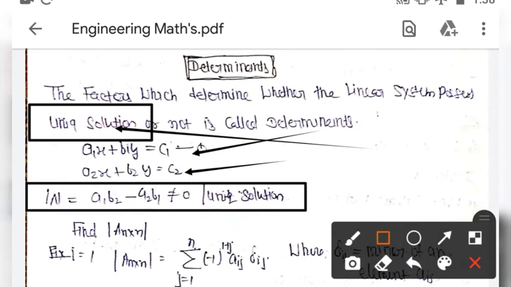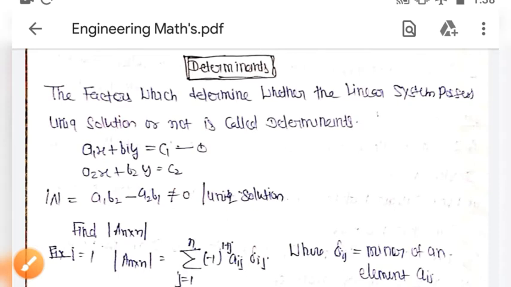Determinant means a1b2 minus a2b1. When it is not equal to 0, it tells that the given linear system is unique. If it comes to 0, it means the linear system doesn't possess a unique solution. Next we have to learn how to find the determinant of any linear system.